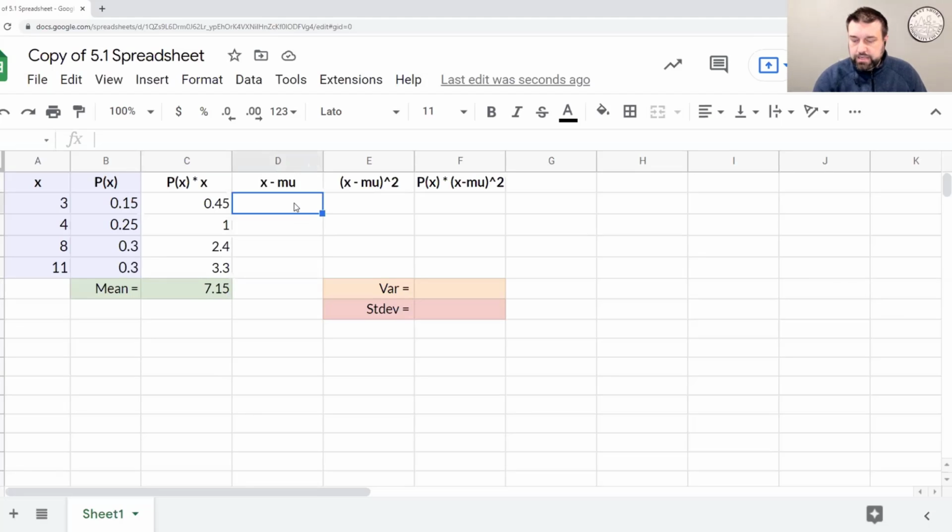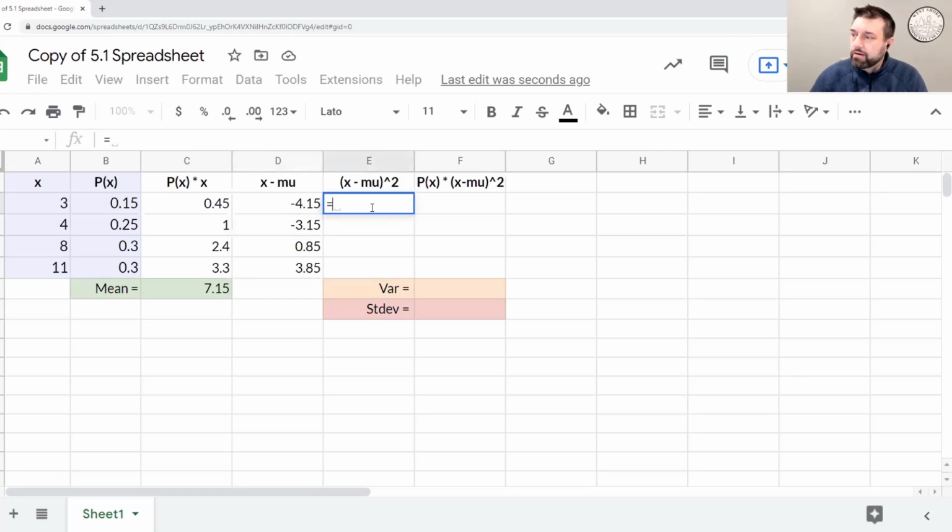Now I'm going to take each value and subtract it from the mean. And I'm going to put some $ signs on the C6. So that way, when I fill it down, it doesn't shift, right? It stays frozen. And so here's the difference from the mean of each of the values. So 11 is 3.85 above the mean. 8 is 0.85 above the mean. Okay. 4 is -3.15 below the mean. All right. So this is my difference from the mean.